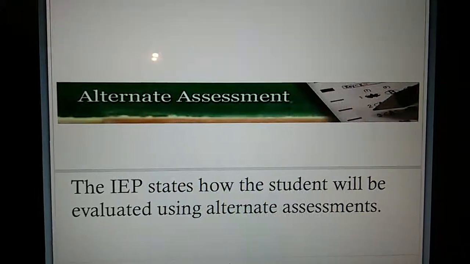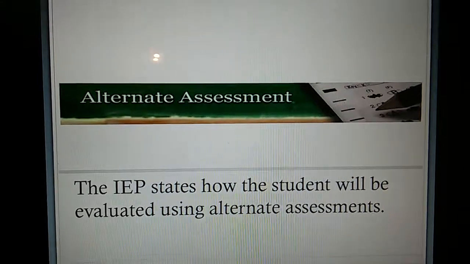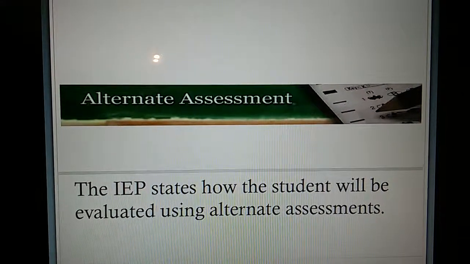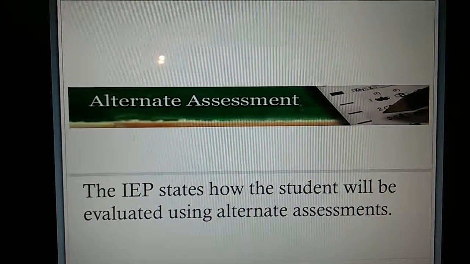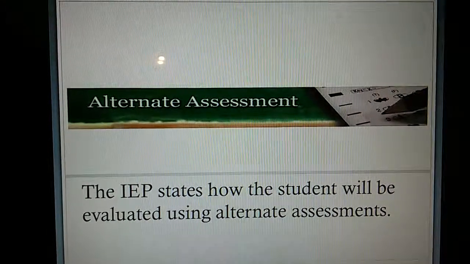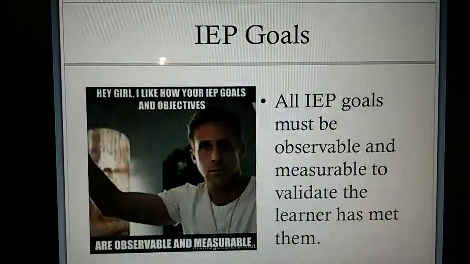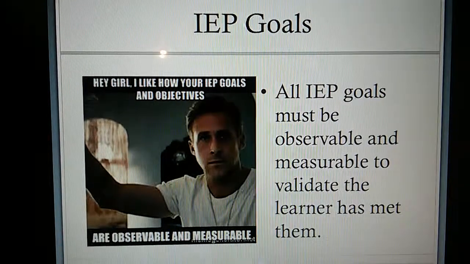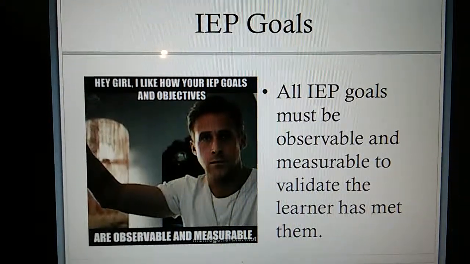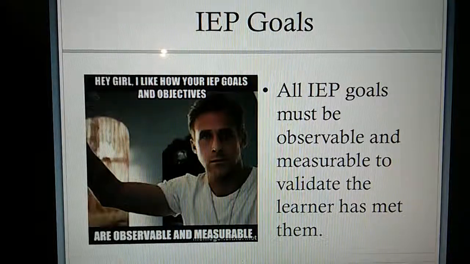If a student is not participating in the general education curriculum due to their disability, the IEP will specify how the child's learning will be evaluated through alternate assessment. Of course, the goals and objectives on all IEPs must be observable and measurable in order to verify the student has reached his learning targets.